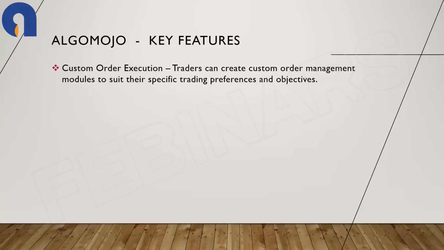Some of the key features of Algomojo would include custom order execution. Traders can create custom order management modules to suit your specific trading preferences and objectives. What we mean by that is if you want to trade in various segments like equities, futures, and options, you can choose what you want to trade, what you want to automate, and if you're trading in options, whether you want to trade at the money, in the money, or out of the money. We provide up to 20 strikes in the money and 20 strikes out of the money, which could be selected for your trading purpose. We will go through each of these or some of these during the demo.